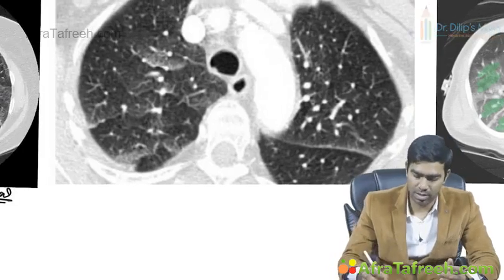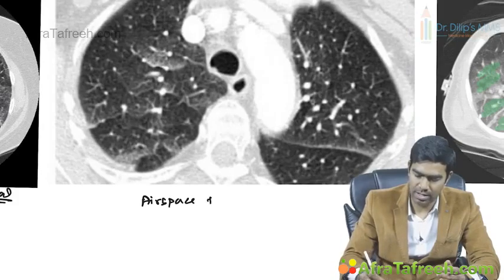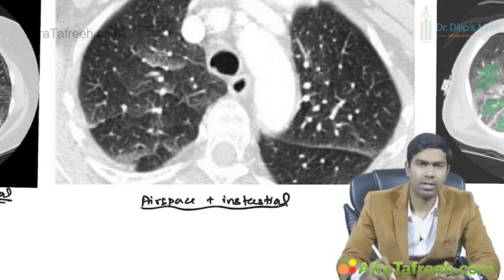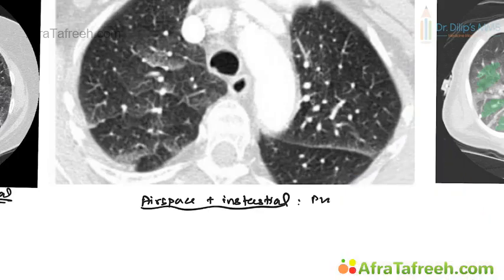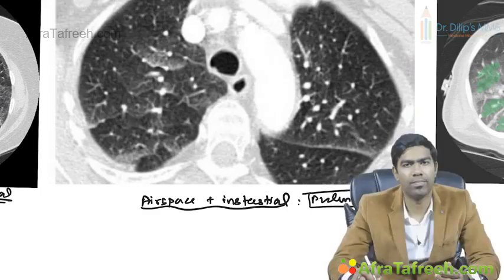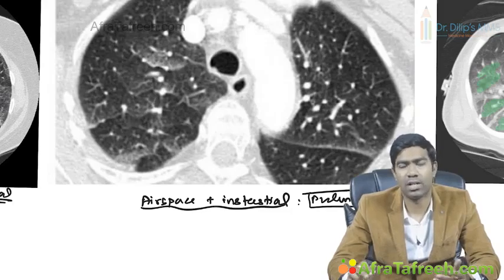And the third example is a combined airspace and interstitial involvement, but still you can get a ground glass. What is that? A typical example is pulmonary edema. In fact, this is a cardiogenic pulmonary edema. This is a patient who presented with sudden onset breathlessness in the night at 2 a.m. A 64-year-old lady who had a history of bypass surgery 6 years ago, around 58 years of age, and now came with sudden onset breathlessness. With this history, what do you suspect? It's a pulmonary edema, a cardiogenic cause. With the history itself I'll tell it's a cardiogenic pulmonary edema.